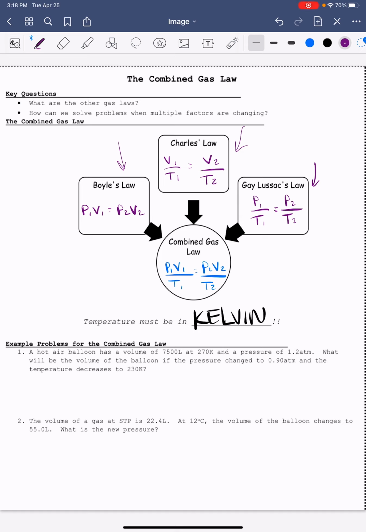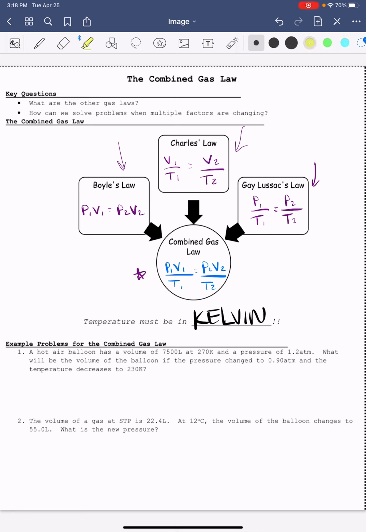And the combined gas law states that P1 V1 over T1, so the initial pressure times volume over initial temperature, equals the final pressure times the final volume over the final temperature. And please remember that temperature must be in Kelvin. Okay, let's check out two problems.